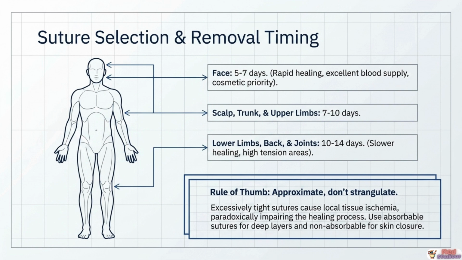Scalp, trunk, and upper limb wounds are removed at 7 to 10 days. Lower limb, back, and joint wounds are removed at 10 to 14 days, reflecting the slower healing, poor blood supply relative to the face, and the high mechanical tension placed on these regions during movement.